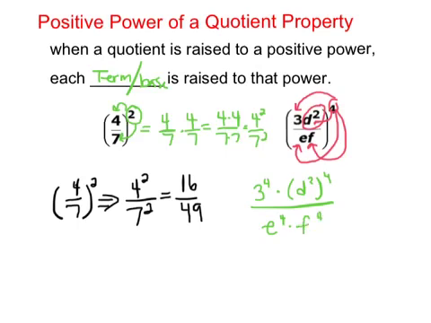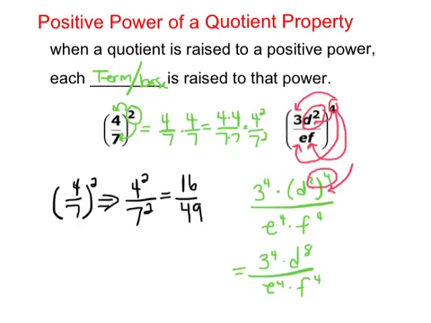Now the only thing that we want to make sure that we get rid of, because this isn't completely simplified because of this piece right here. Do we remember how to do this? What do we do when we have a power of a power? Well, if we remember, we multiply the exponents together. So 2 times 4 gives us the following. So we'll end up with this being equal to 3 to the 4th power times d to the 8th power over e to the 4th power times f to the 4th power.